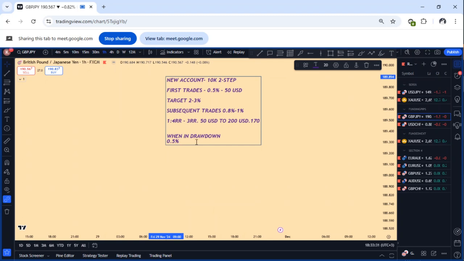Now if you are in drawdown, never go beyond 0.5. If you go beyond 0.5, just know that psychology is now messed up, and therefore you are most likely going to blow the account. So that is something that I really want to bring to your attention, that do not go beyond 0.5. It's something that has happened to me.